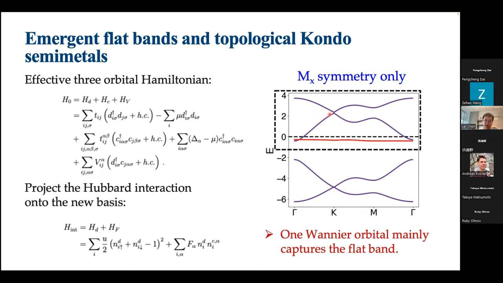Here we take all three bands on top for the construction. After that, we can project the Hubbard interaction onto this effective orbital basis. Of course, the most important and largest one is going to be the on-site Coulomb interaction on these Wannier orbitals of the flat band. The flat band is also mainly captured by a single Wannier orbital.